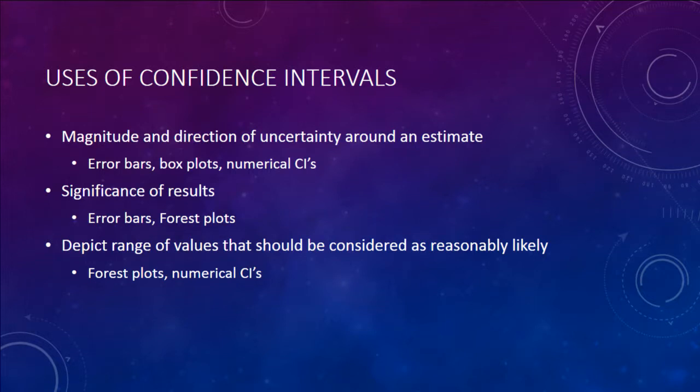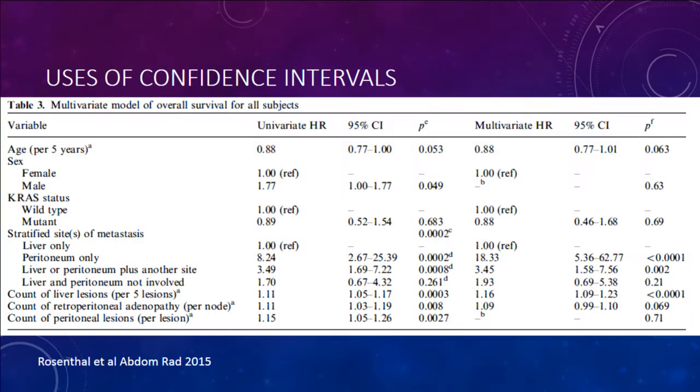Finally, we use confidence intervals to depict a range of values that should be considered as reasonably likely. This is particularly important when we're talking about odds ratios and hazard ratios, because we want to know if there are clinically important hazard ratios that might be included within the confidence interval of a value that we're estimating. We often do this using forest plots and numerical confidence intervals.